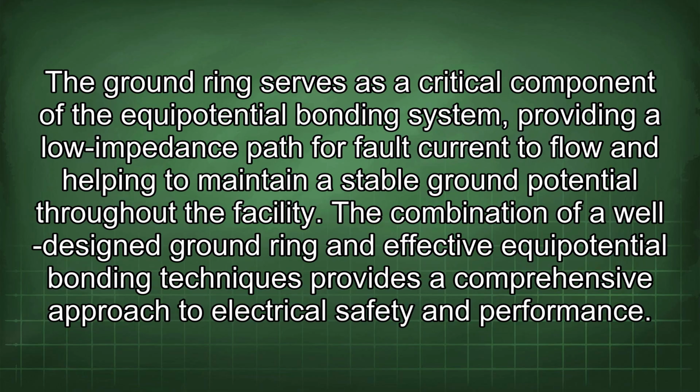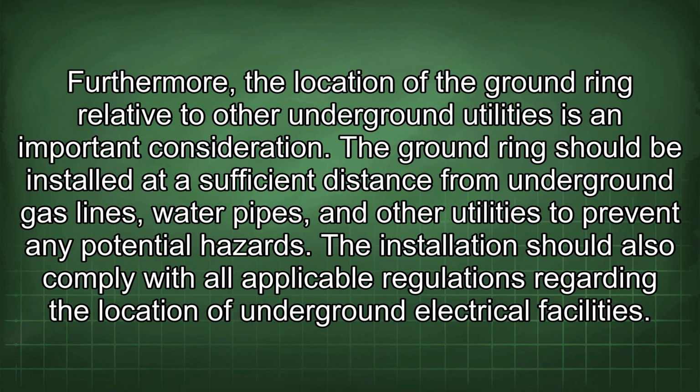The ground ring serves as a critical component of the equipotential bonding system, providing a low impedance path for fault current to flow and helping to maintain a stable ground potential throughout the facility. The combination of a well-designed ground ring and effective equipotential bonding techniques provides a comprehensive approach to electrical safety and performance. Furthermore, the location of the ground ring relative to other underground utilities is an important consideration.